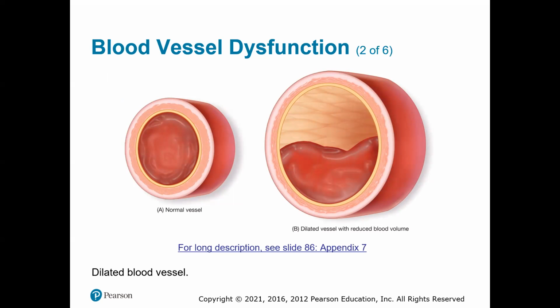So normal vessel, see how much blood, it fills up the entire vessel. The one on the right is a dilated vessel. It's the same amount of blood, but it's a reduced blood volume, so reduced pressure.